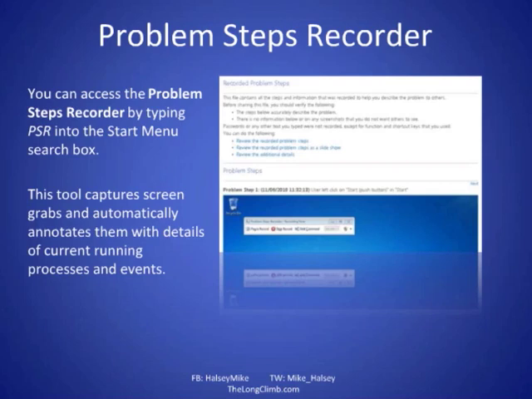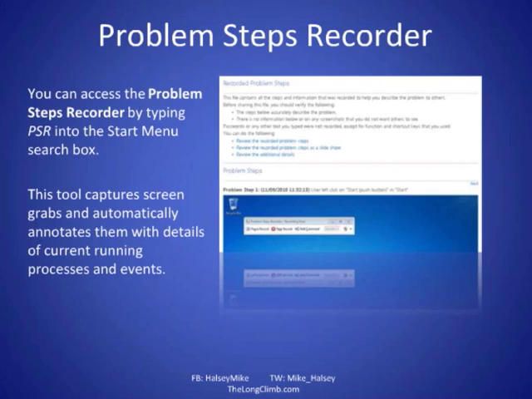What it does is you can set it to record your system. It will take a screen grab whenever you click on something or whenever something changes on your screen or with your computer. And it will annotate that screen grab with information on what is actually happening with Windows and with your software at the time. Then when you're finished, it will save all of this information into a file in relatively plain and simple English, all neatly annotated, that you can either email to a support professional or view yourself in a web browser.